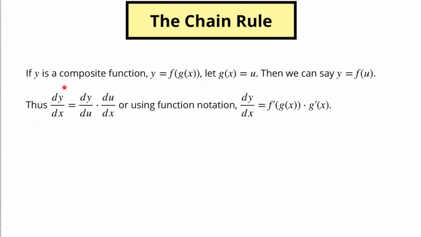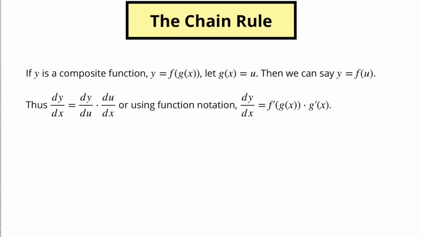Thus, when we're differentiating this function, we're going to have the equation equal to dy/du times du/dx, or if we use function notation, dy/dx is going to equal f prime of g of x times g prime of x. Now I know why they call it fu.